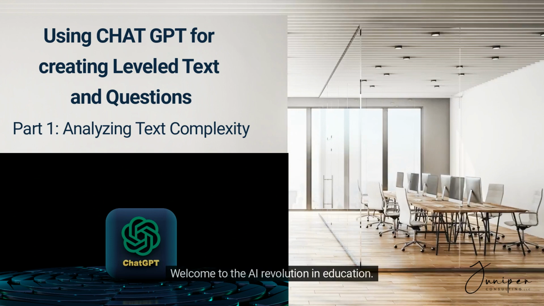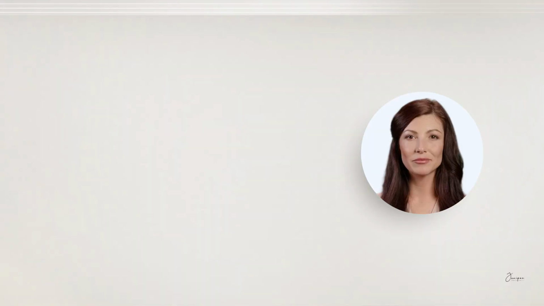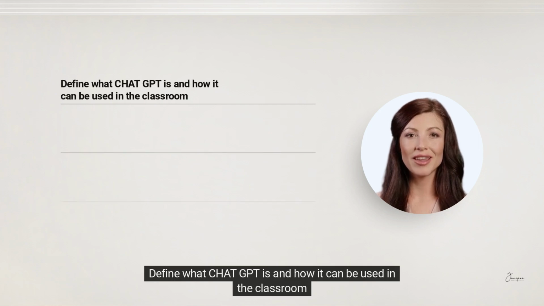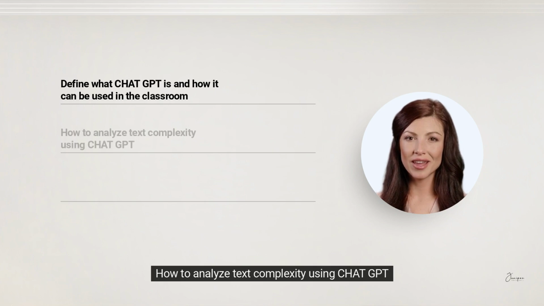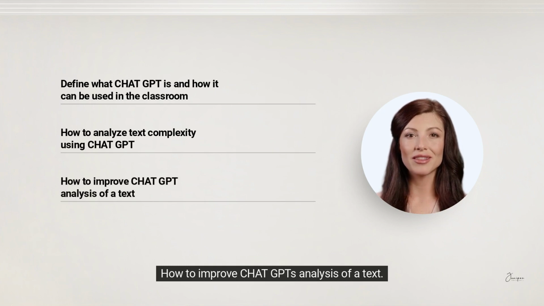Welcome to the AI revolution in education. Today, we will be learning how to use ChatGPT as a tool to help analyze text complexity. By the end of this microlearning course, you will be able to define what ChatGPT is and how it can be used in the classroom, how to analyze text complexity using ChatGPT, and how to improve ChatGPT analysis of a text.